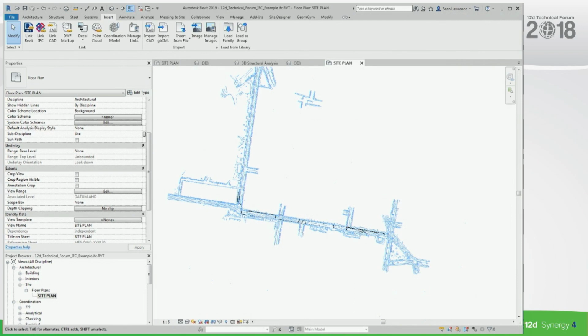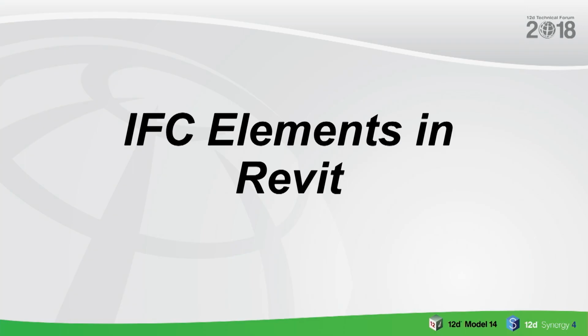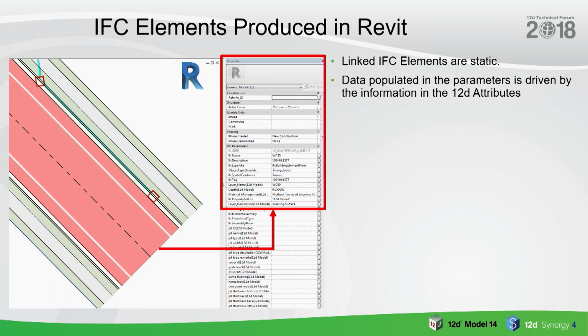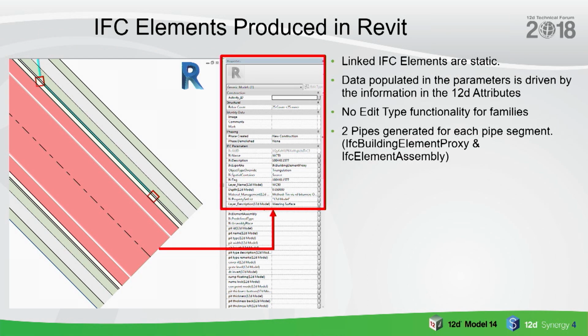Revit coordinate systems are a little bit funny. So let's dig deep into what is actually generated when we put an IFC into Revit from 12D. You'll see that all the element information comes out from the 12D attributes, but it's a static model when we're linking into Revit. We can't change it, we can't manipulate it. All we can see is the accurate representation and all the element data behind it.